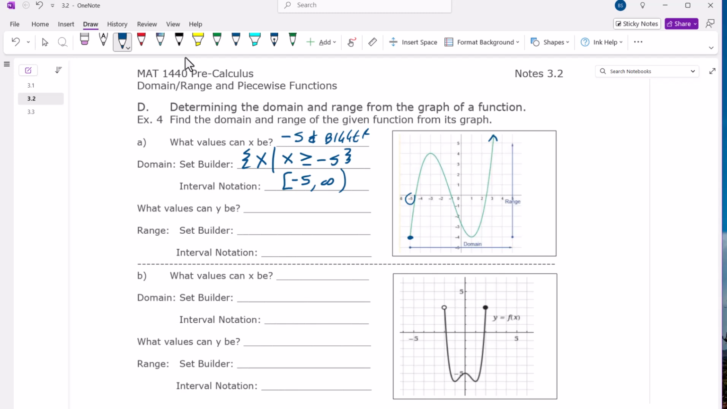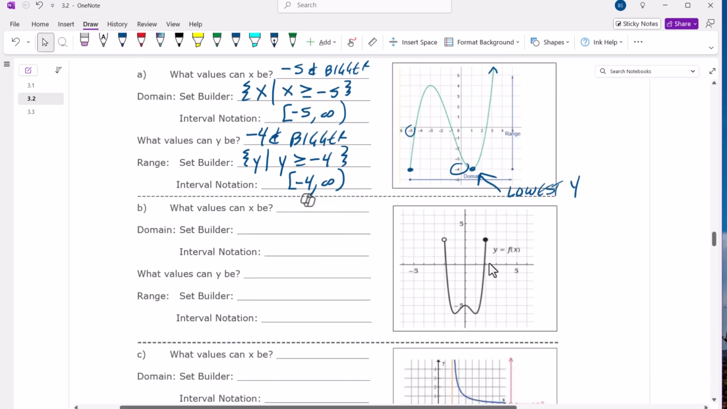The range is this way, so it does look like you have a lowest value of y, and that lowest y value is -4. So it looks like y can be -4 and bigger, according to the graph, because it goes on forever. So we would say set of y such that y is greater than or equal to -4. Interval notation, we say bracket -4 to infinity, is how that would get put together.